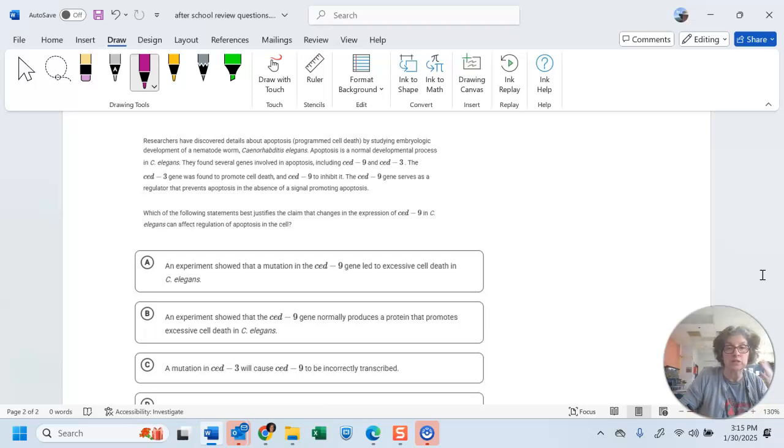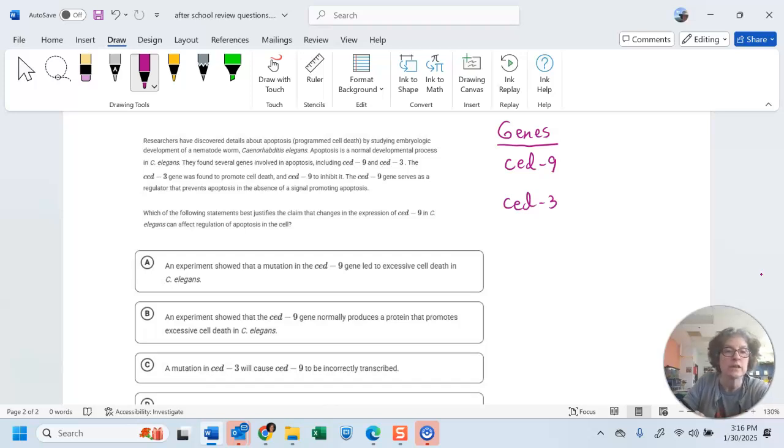Apoptosis is being studied by studying embryological development of the nematode worm. Apoptosis is a normal developmental process in C. elegans, which is a scientific name for a nematode. They found several genes involved in apoptosis, including SED9 and SED3. Now here's where I actually made notations for myself. Okay, SED9 and SED3. These are genes. Remember, genes are sections of DNA that are responsible for making certain proteins, okay?